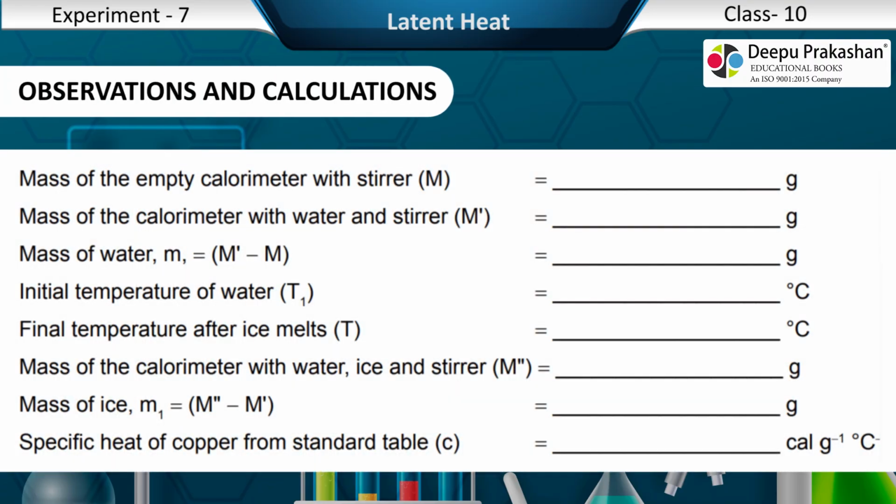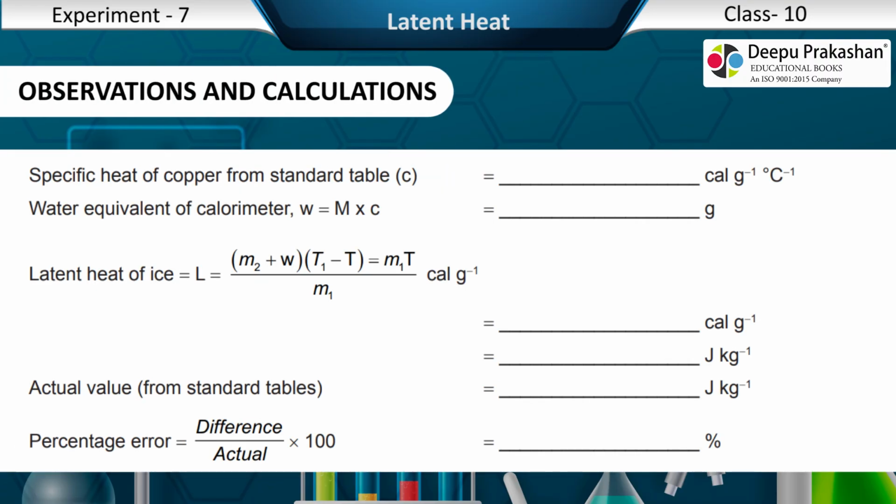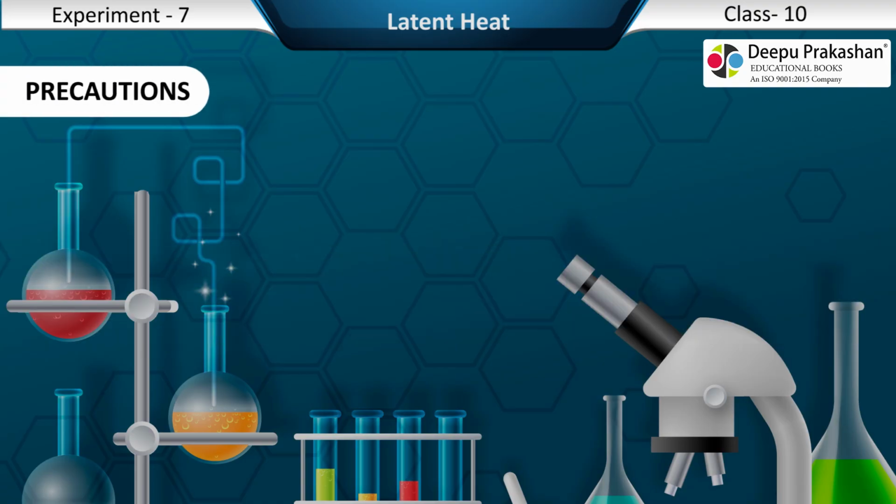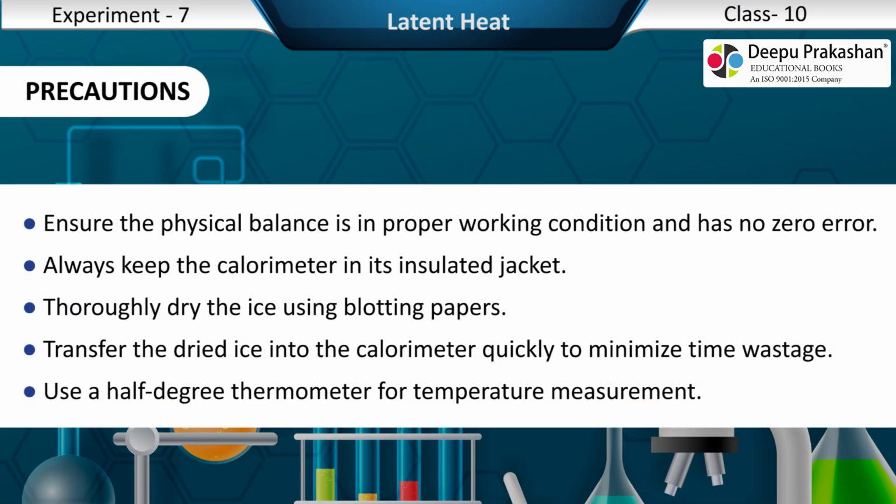Observations and calculations. Result. Precautions. Ensure the physical balance is in proper working condition and has no zero error. Always keep the calorimeter in its insulated jacket. Thoroughly dry the ice using blotting papers. Transfer the dried ice into the calorimeter quickly to minimize time wastage.